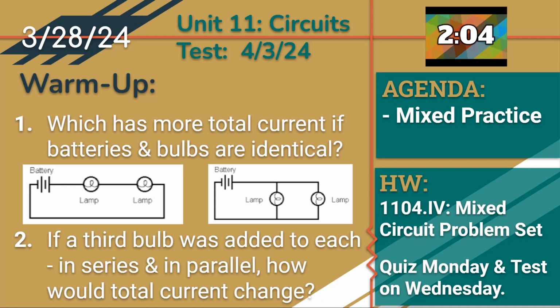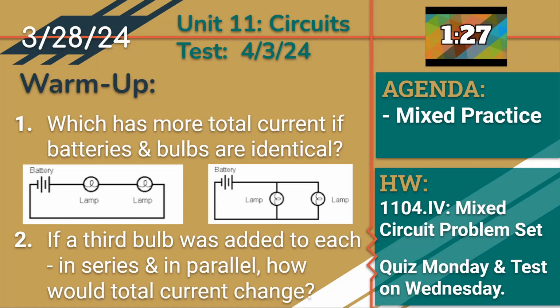So today's warm-up question says, which has more total current if the batteries and bulbs are identical? So we have two different circuits here. The one on the left is a series circuit. The one on the right is a parallel circuit, and it says that everything here is identical. So they have the same light bulbs, they have the same batteries. The only difference between the two is the way in which they are connected, series versus parallel. And so which one would have more total current?